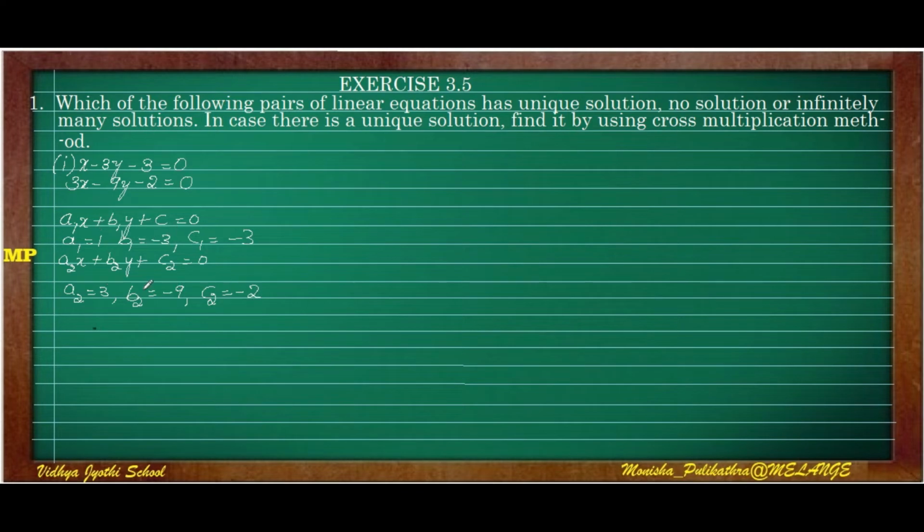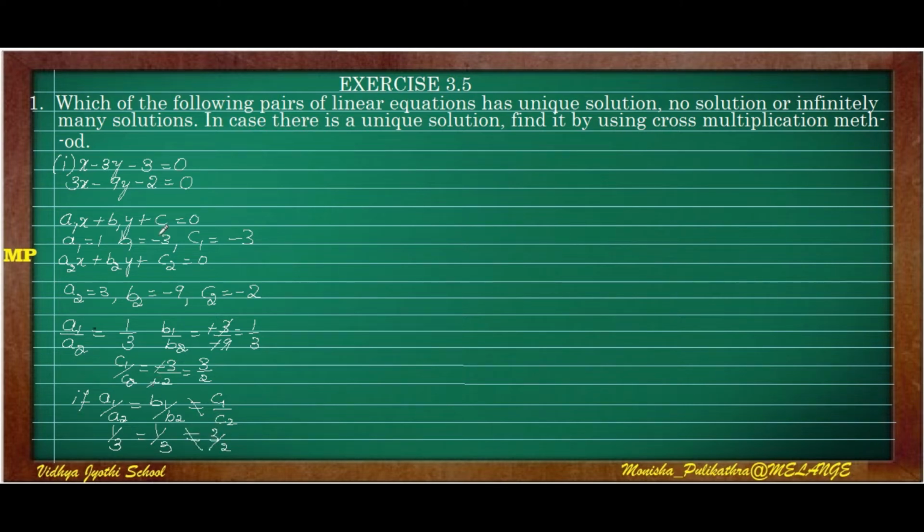After identifying all of a1, a2, b1, b2 and c1, c2, we have to divide them. a1 by a2 is equal to 1 by 3, b1 by b2 is equal to minus 3 by minus 9, that is also equal to 1 by 3, and c1 by c2 is equal to minus 3 by minus 2. The minuses get cancelled, so it will be 3 by 2. So a1 by a2 is equal to b1 by b2 and not equal to c1 by c2. Here a1 by a2 is 1 by 3, which is equal to b1 by b2, which is also 1 by 3, but not equal to c1 by c2, which is 3 by 2.